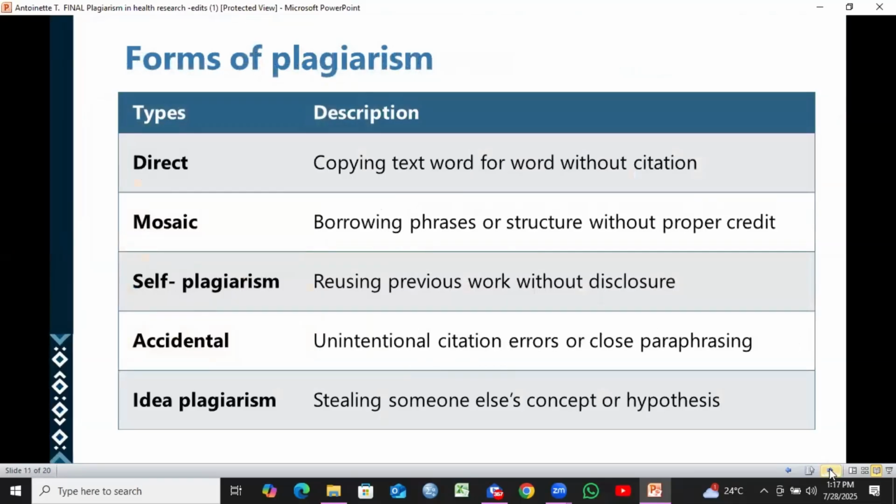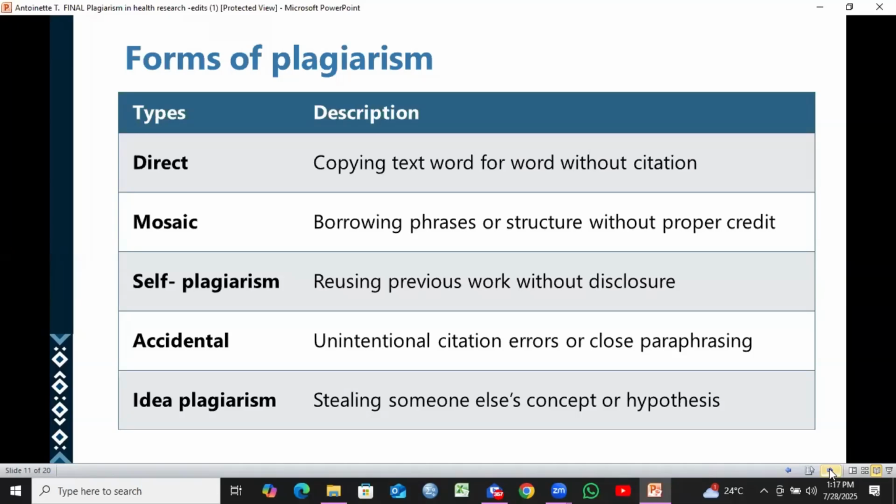So we're going to go to the forms of plagiarism. We have the types. We have direct plagiarism. That's copying text word for word without citation. You go online, you search an article, you go to the text, you copy and you paste in your work without properly citing the author. That's direct plagiarism.